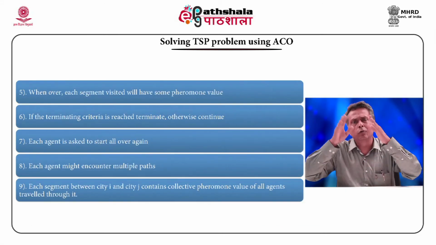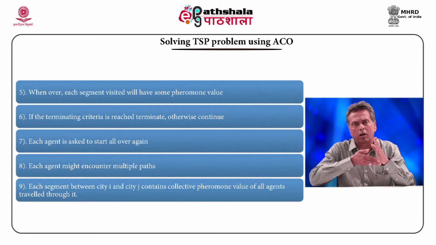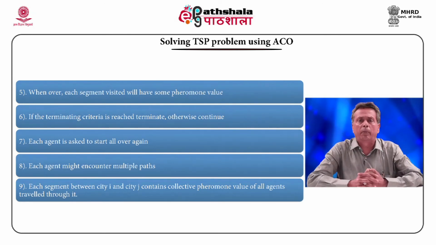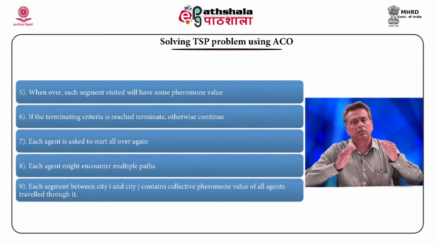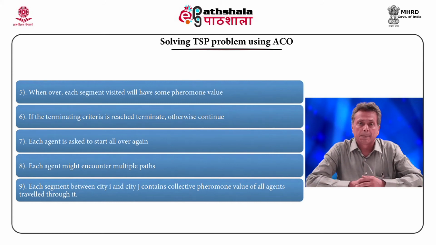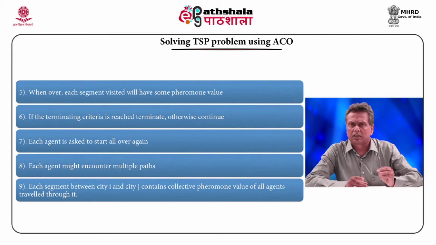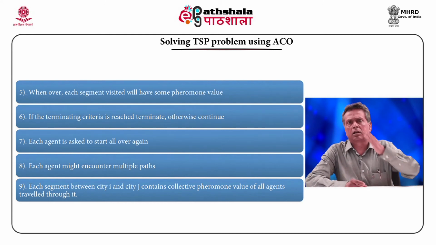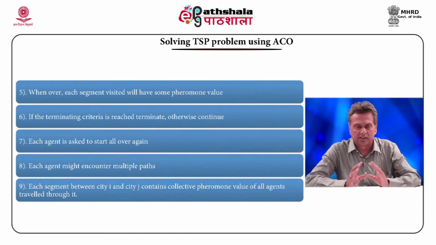So, it will happen a few times, and you will find that almost all agents start following one path, and that path is obviously the shortest path. The same way, like we have seen. Okay. So, you use multiple agents, but eventually it will converge to a single path, which is the best path.